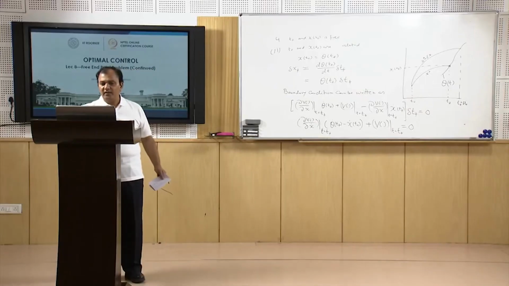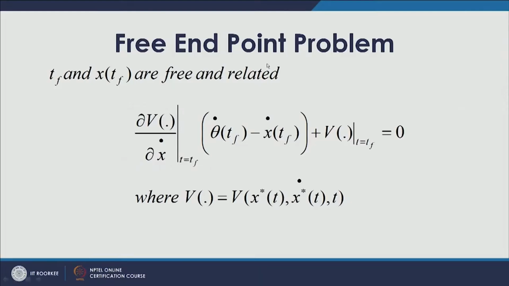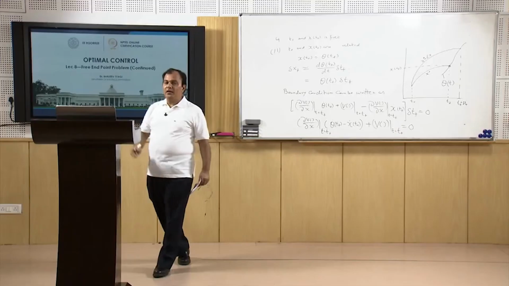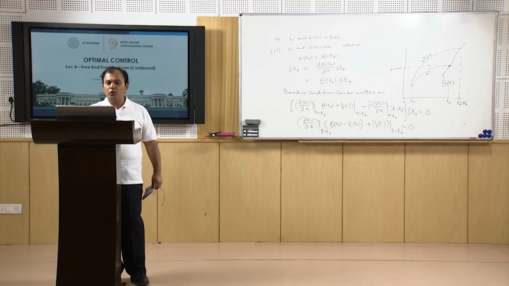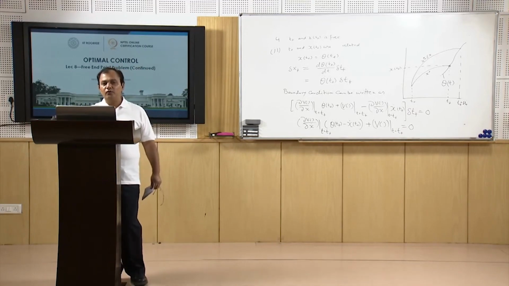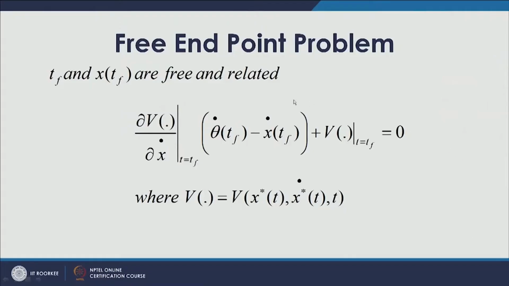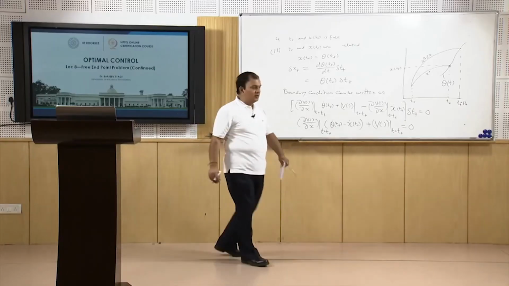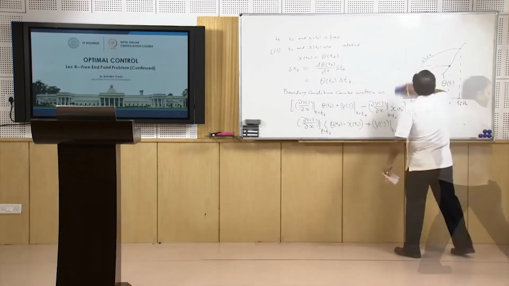We can say that if tf and the xtf are free and related to each other by the curve theta t, and my trajectory is terminating at the curve theta t, so my end point xtf will be equal to theta of tf, then my final boundary condition will be del v by del x dot times theta dot minus x dot tf, plus v equals 0. So, this is my fourth case. Let us take an example to understand this more clearly.